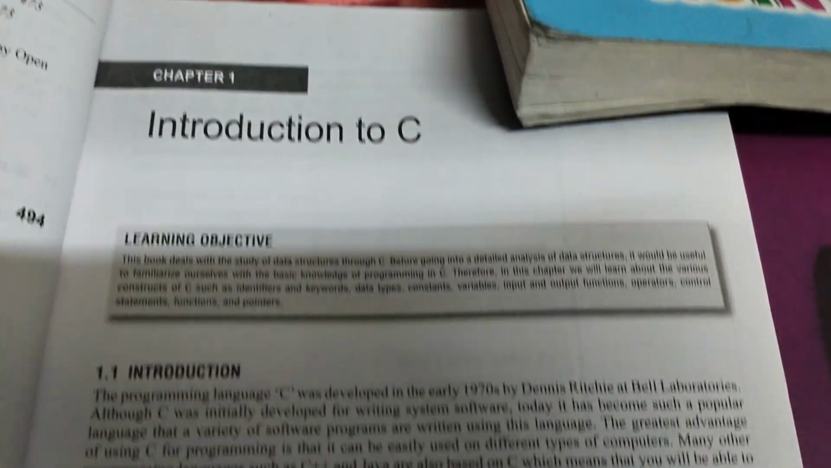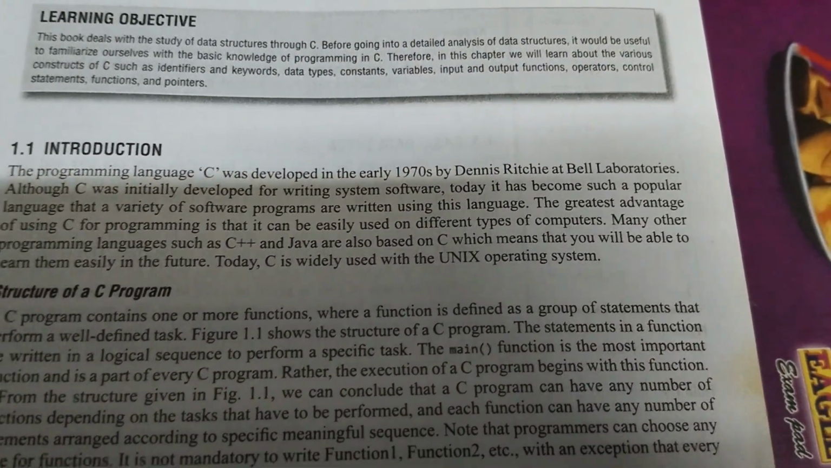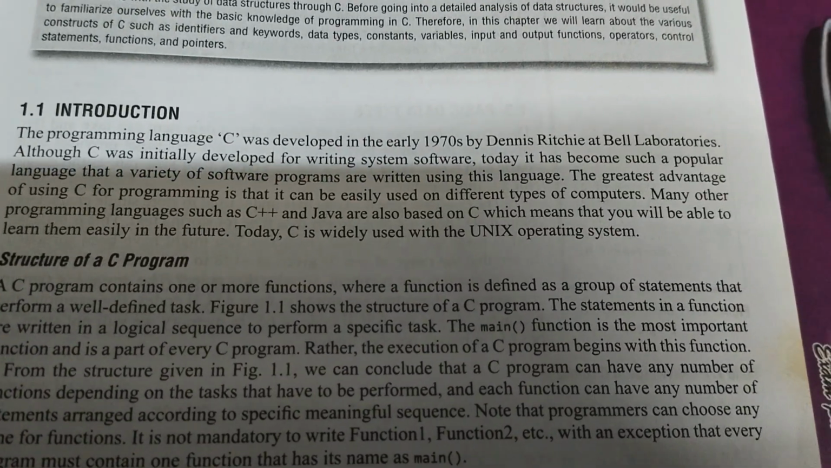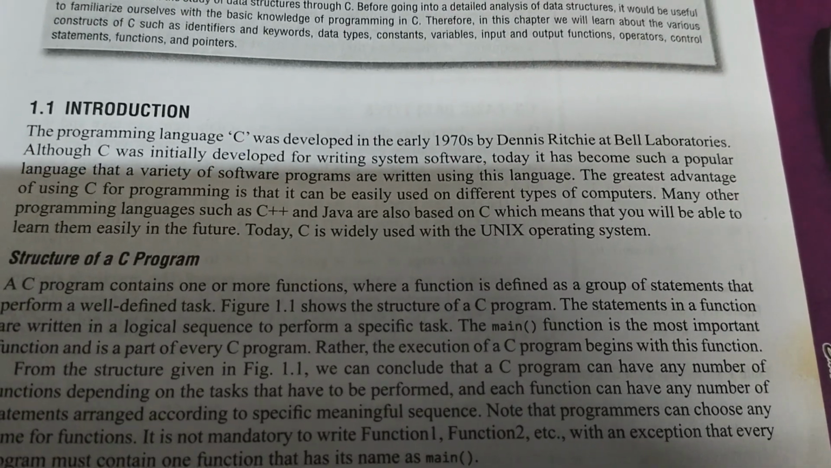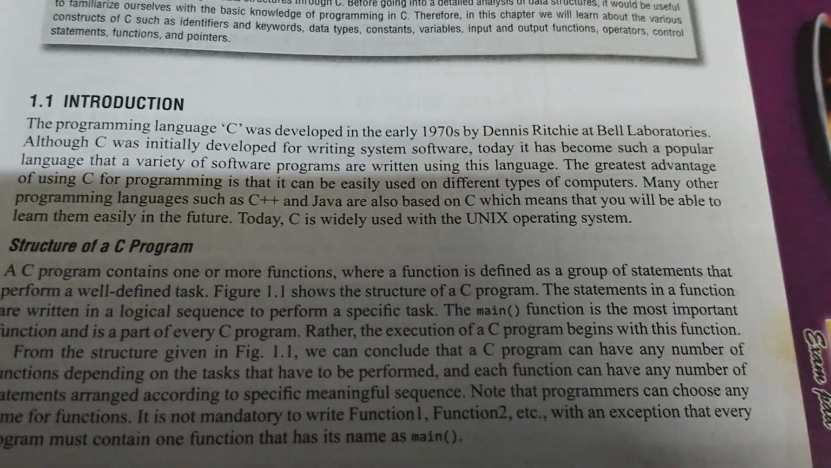Chapter 1, Introduction to C. The programming language C was developed in the early 1970s by Dennis Ritchie at Bell Laboratories. C was initially developed for writing system software. Today it has become such a popular language that a variety of software programs are written using this language.